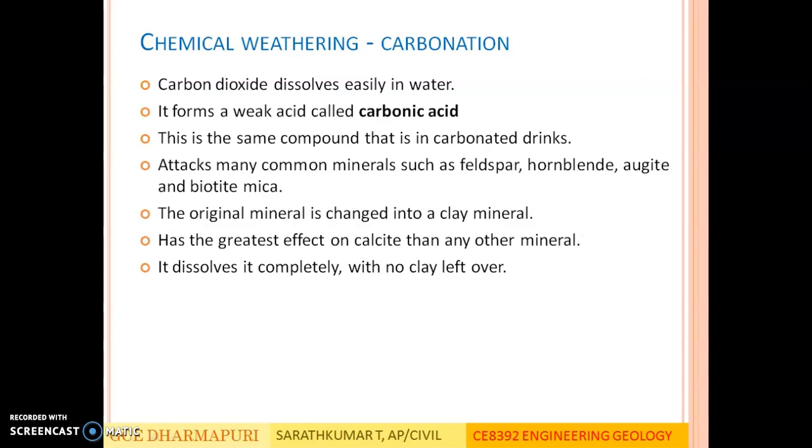So when carbon dioxide reacts with water in these minerals, it forms carbonic acid and the result is a clay mineral. It has the greatest effect on calcite of any mineral. It dissolves it completely with no clay left over.